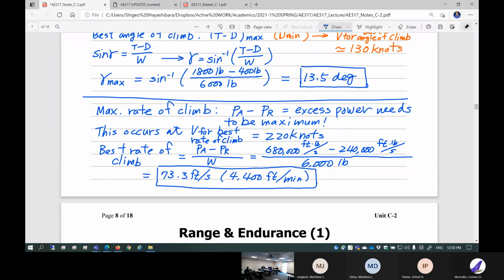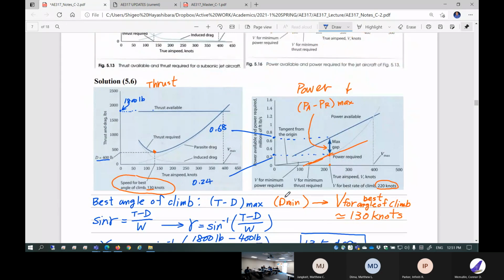All right. Any questions? So these two plots we're going to go back to over and over again when we compute the endurance and range and climb rate and best angle of climb. So these two plots are quite important.